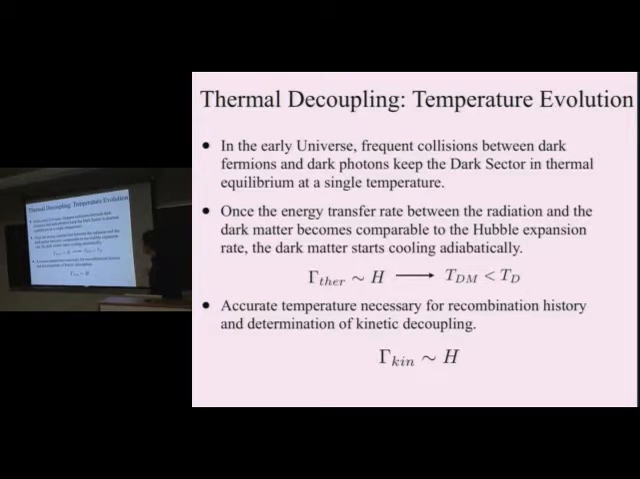And why do we care so much about this transition? Well, it's because, as I said, the recombination history is quite sensitive to the temperature of the radiation and the dark matter. And even more importantly, the kinetic decoupling, which tells you what's the smallest dark matter halo we can form at any time, is also determined by this process. So we need to be able to capture this quite accurately.